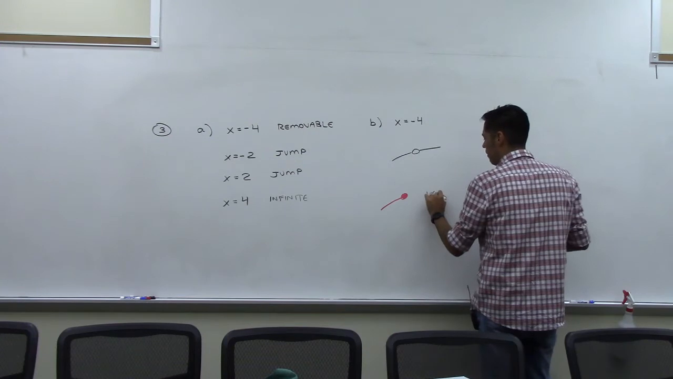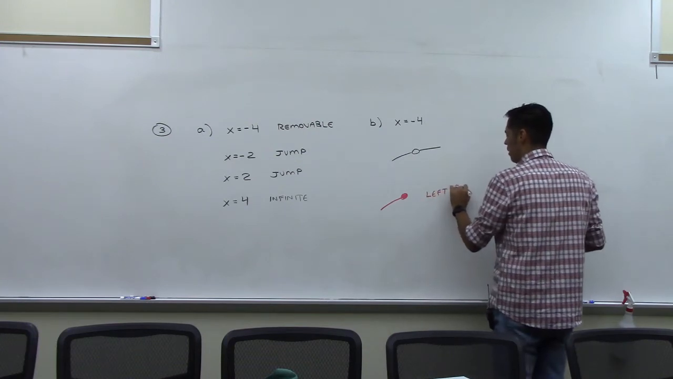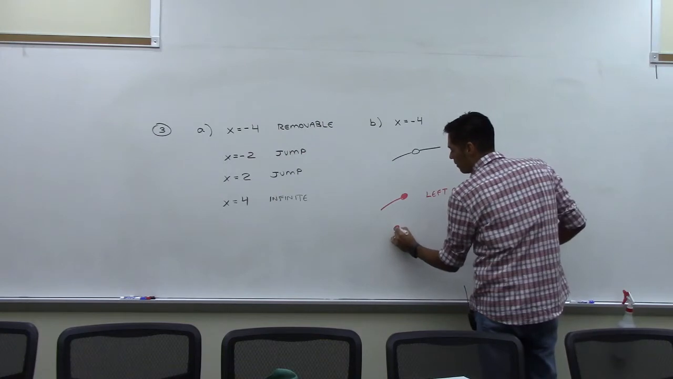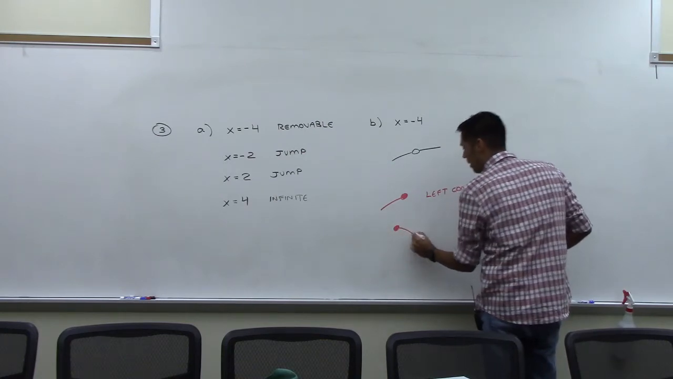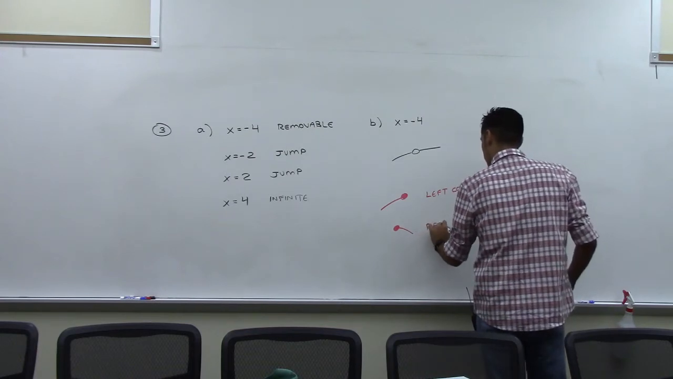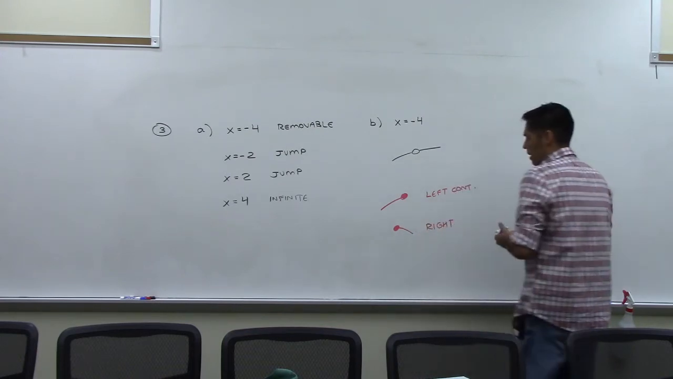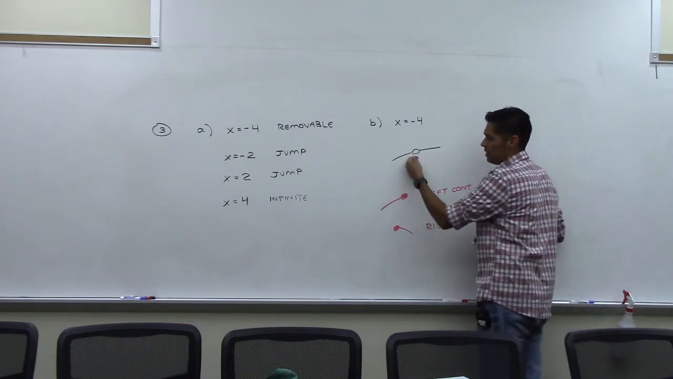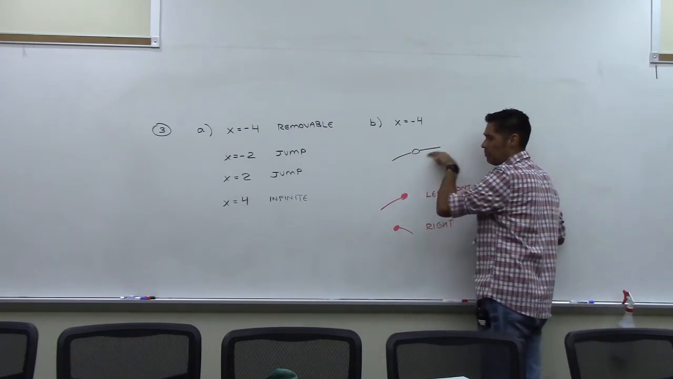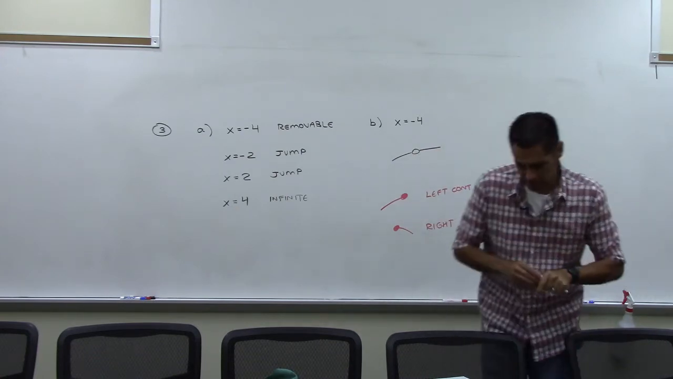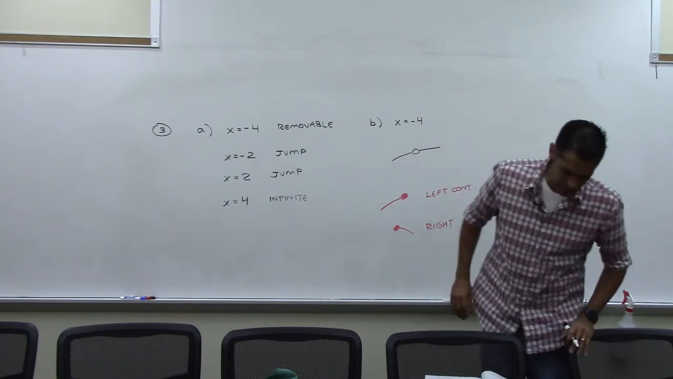This is called left continuous, or continuous from the left. To be continuous from the right, we would have to have a solid dot, and then something coming into that dot. This would be right continuous. And so when we look at this one, this is not left continuous because that's not filled in. It's not right continuous because that's not filled in. So this one is going to be neither left nor right continuous.